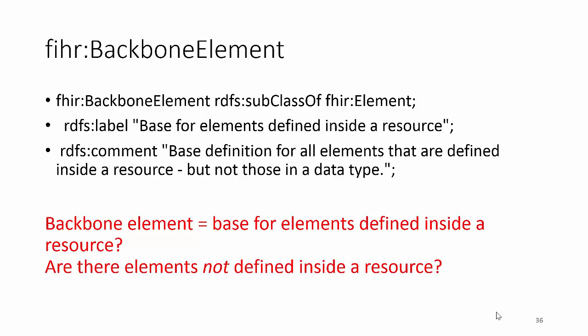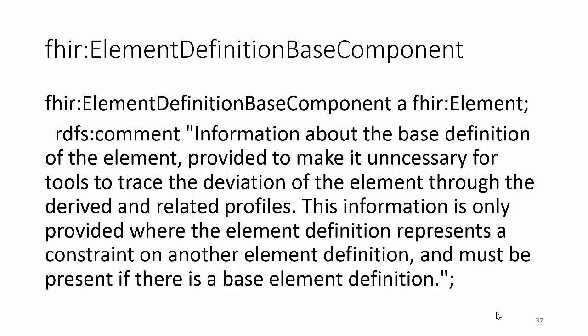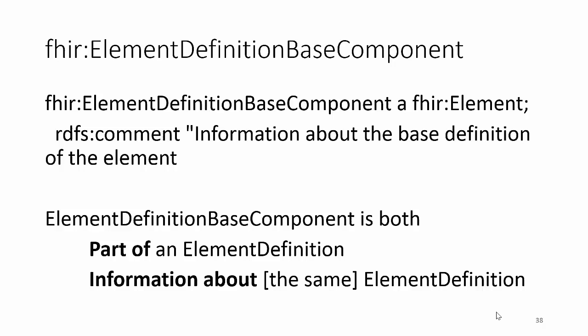Element definition base component. So there's a lot of chatter here, but the beginning is information about the base definition of an element. So now we have an element is a kind of definition, and an element definition base component is a kind of information about that definition, I guess. And so an element definition base component is both part of an element definition and information about the same element definition. Now that, if you can make that work, you're a very clever person. It's not a good starting point for a coherent anything. So it's just twisted. No one is thinking here. Something went wrong, and I believe it's bad parentage.